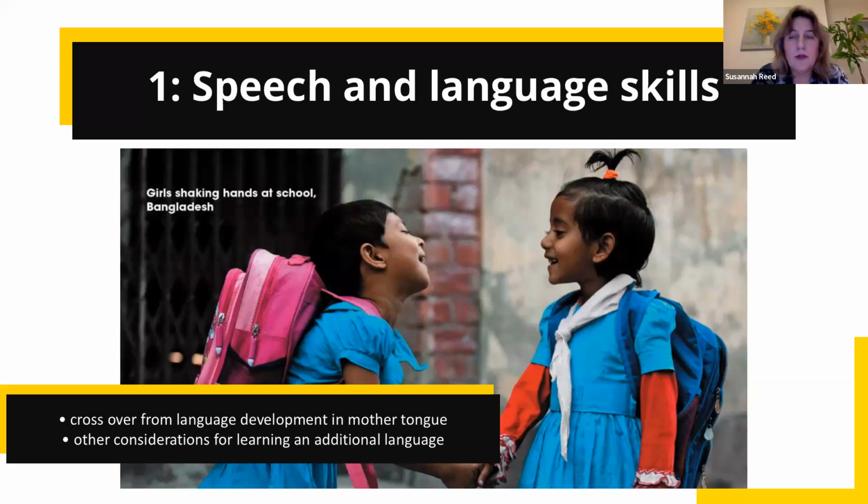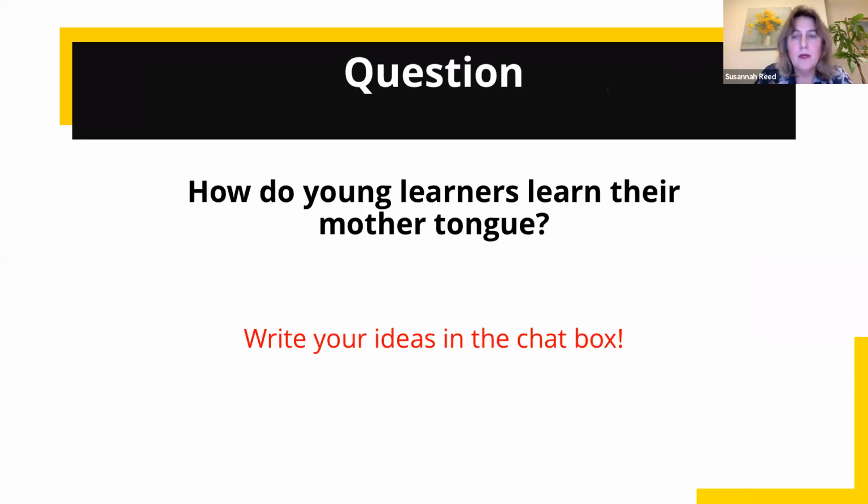So the first thing we're going to talk about that's obviously of great importance to us as teachers of English is the development of speech and language skills at this age, both in their mother tongue or tongues, as well as additional languages, and in our case, that's English. And it's important to think about both how development in their mother tongues will feed into how we introduce an additional language to them, and what additional considerations we need to include for the teaching of a different language, and for English in particular. So let's start with an interactive question.